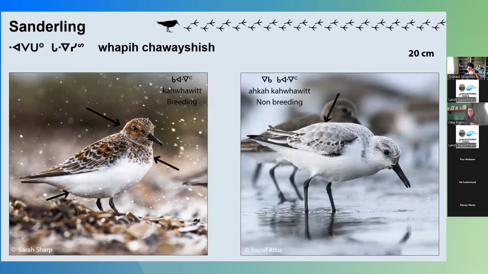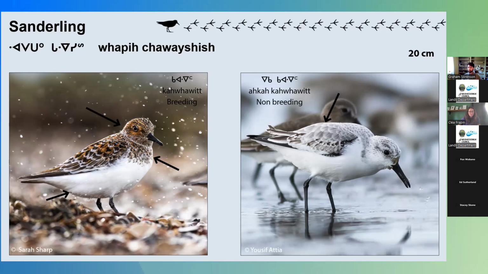Another small shorebird is the sanderling. It is also very small, compact, with a short and stout black bill. And its appearance changes dramatically between the breeding and non-breeding season, as you can see in the pictures. In breeding plumage, it has a rich mix of dark brown and orange on the head, the neck, and the back, contrasting really well with the clean white belly. So it's a very contrasting bird.